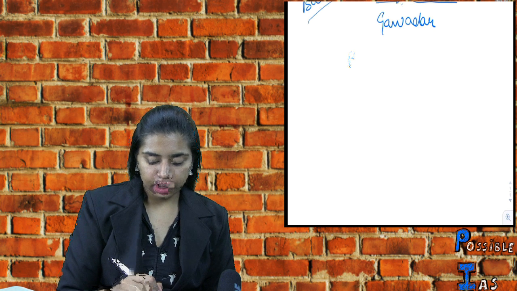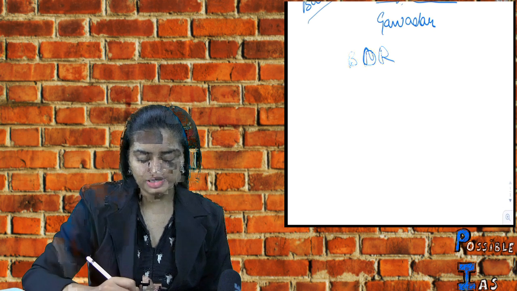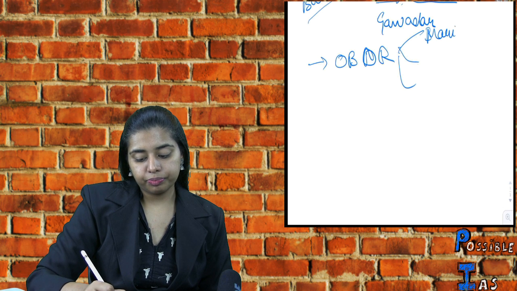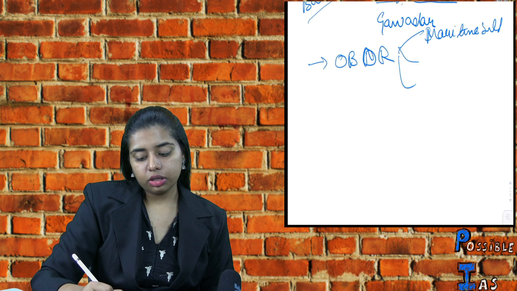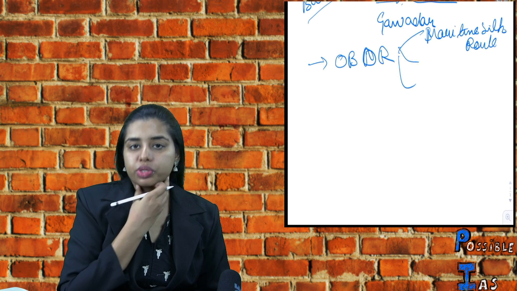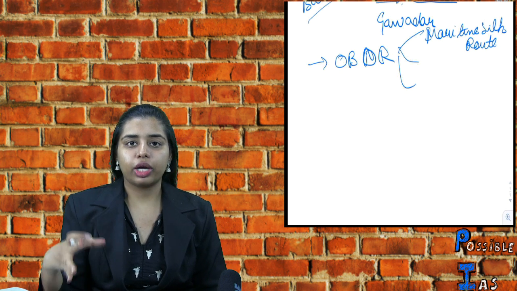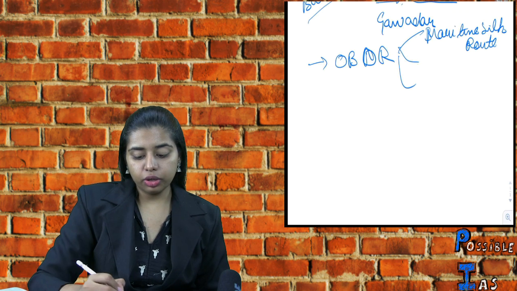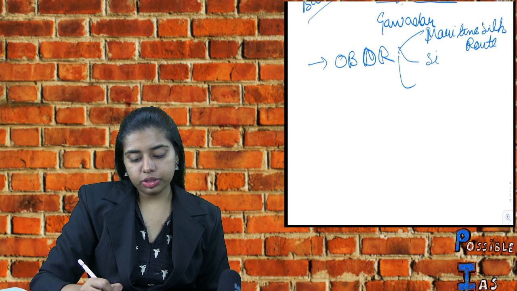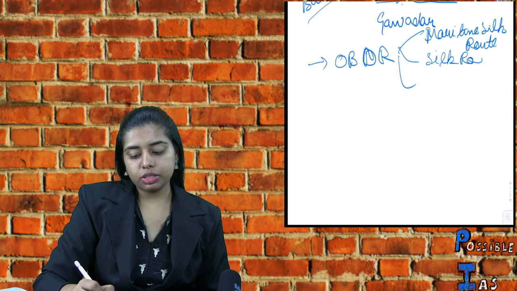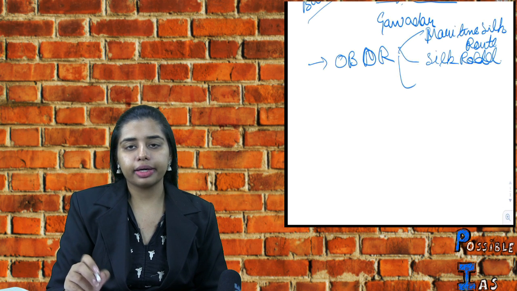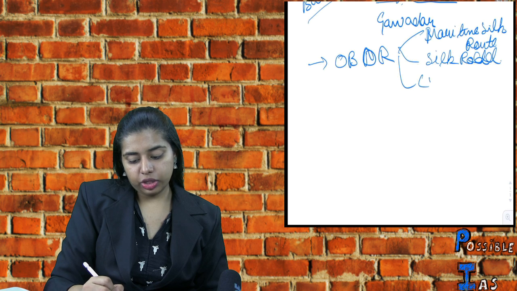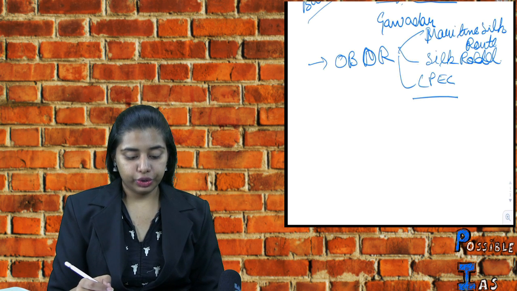In the One Belt, One Road initiative, there are three things. There is a Maritime Silk Route, which is basically different ports from China to Europe, along India. That will be the Maritime Silk Road. Then one is the Silk Road, which passes through various countries, Kazakhstan and all, and goes from China to Europe. And then the last one is CPEC, the China-Pakistan Economic Corridor. So this is about CPEC.